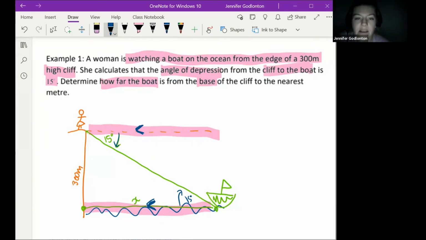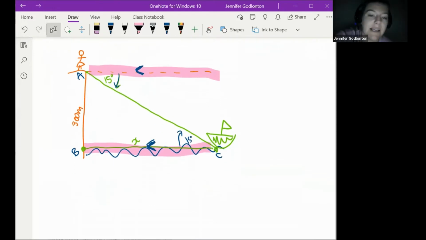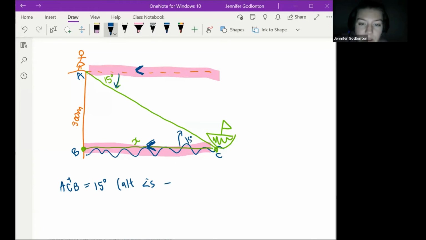Now, if this was in a test situation and you were given a picture, you would have to say why that is 15 degrees. So let's just make that ourselves. Let's call this A, B, C. We would start by saying that angle ACB is equal to 15 degrees because of alt angles being equal. And let's just make this D because AD is parallel to BC. Now, if you want to test, those letters would be given to you, so you don't need to panic.